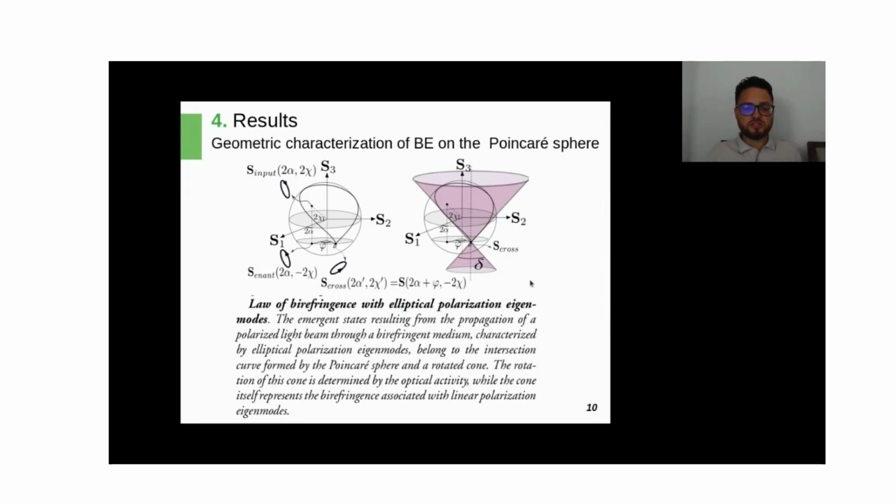So the law that we generalize is that all the emergent states resulting from the propagation of light through the birefringent media are characterized by the intersection of the Poincare sphere and a rotated cone. The angle of the cone is due to the linear birefringence and the rotation is due to the optical activity. This model is more general because it is a geometrical form that obtains linear birefringence as a particular case, and on the other hand, optical activity is a particular case too.